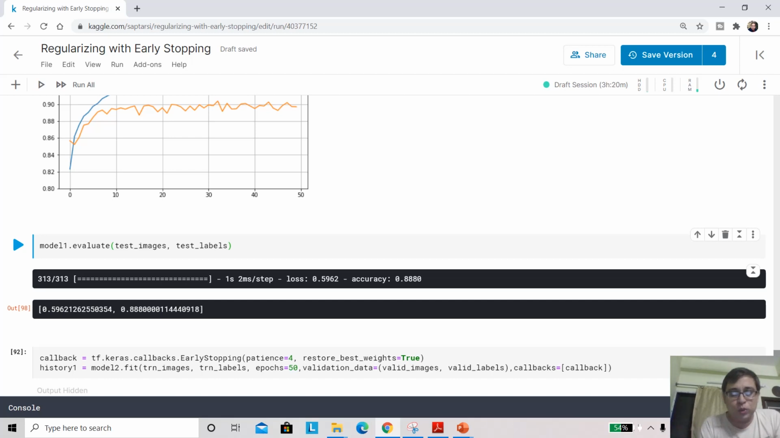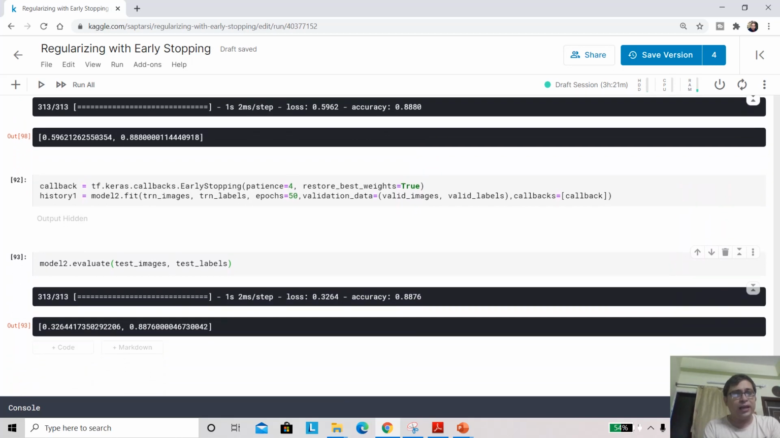Next, we are going to use a callback, and we are going to use patience equal to 4. So we are allowing at least 4 cases where the validation accuracy is allowed to fall, and we have set restore best weights as true. The only thing that we have changed between model 1 and model 2 is this fit method, where we have attached this callback. We have not specified what to monitor, so by default this monitors the validation loss.